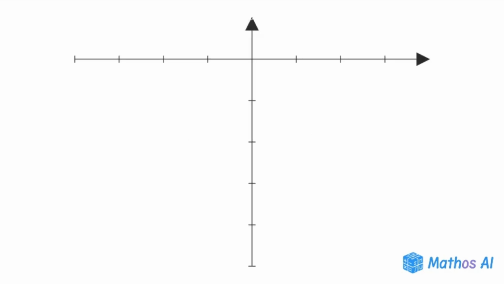First, let's set up our coordinate plane. Remember, it's like a map with a horizontal x-axis and a vertical y-axis. The first key point is always the y-intercept. This is where the line crosses the y-axis. For our equation, it's at (0, -4).